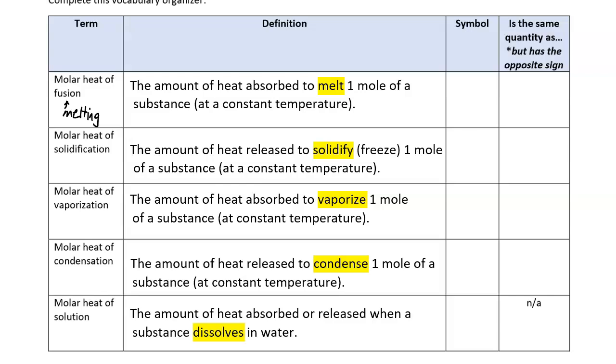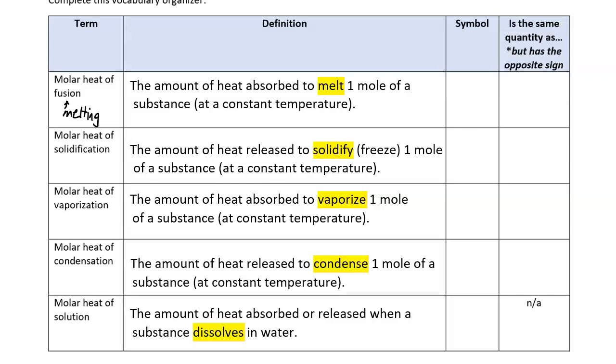The third one is molar heat of vaporization. Vaporization is changing liquid into gas. This refers to the amount of heat absorbed to vaporize 1 mole of a substance. The fourth term is molar heat of condensation. Condensation is the process of a vapor turning into a liquid. So this is the amount of heat that's released to condense 1 mole of a substance.